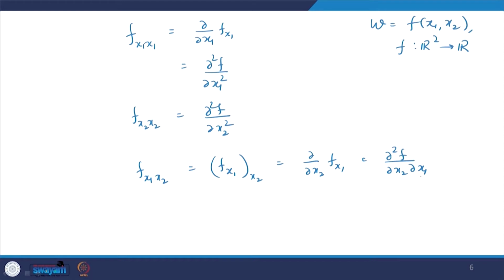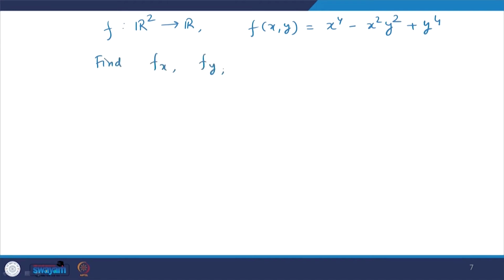So, let us understand this by a simple illustration. Let f be a function from R2 to R, and let f of x, y be given by x to the power 4 minus x square y square plus y raised to power 4, and we have to find f x, f y, f x x, f y y, f x y at minus 1 comma 1.